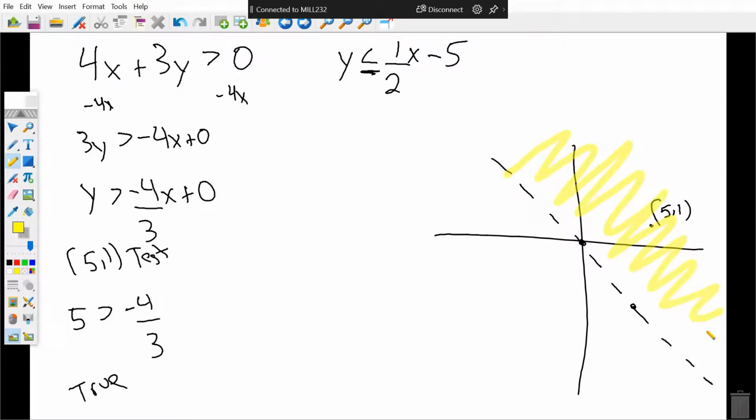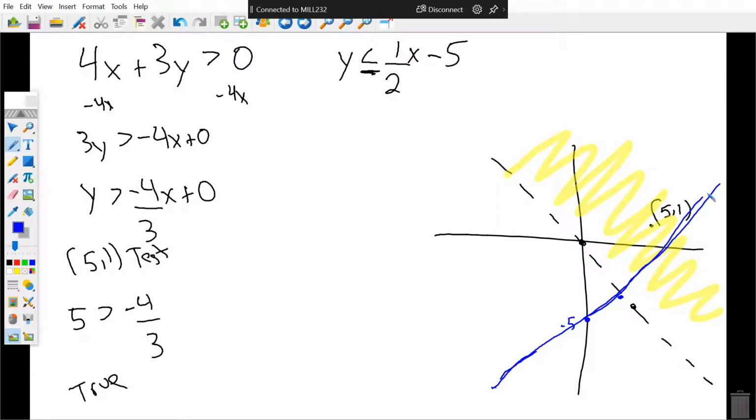Okay, now we do our second equation. I'll switch to blue for this one. The y is already by itself here, so now we just have to plot it. The y-intercept is -5. 1, 2, 3, 4, 5. The slope is 1/2, so rise of 1, run of 2. This one is less than or equal to, so we draw a solid line, like so. Let's pretend I hit the dots there.